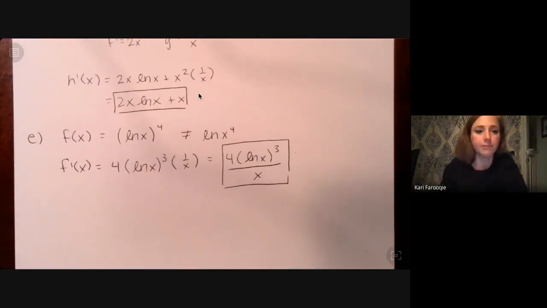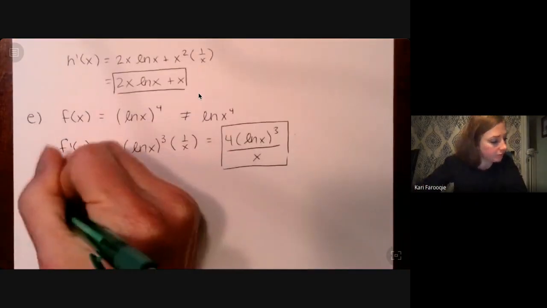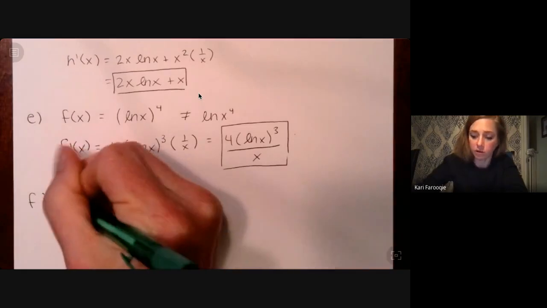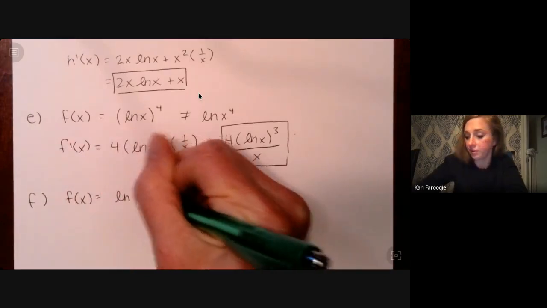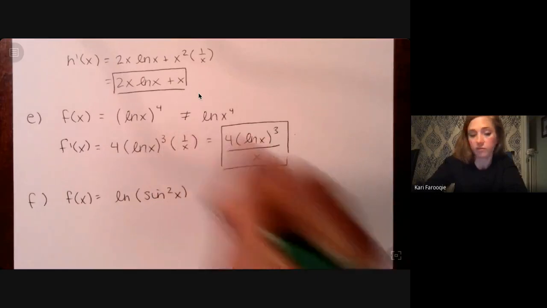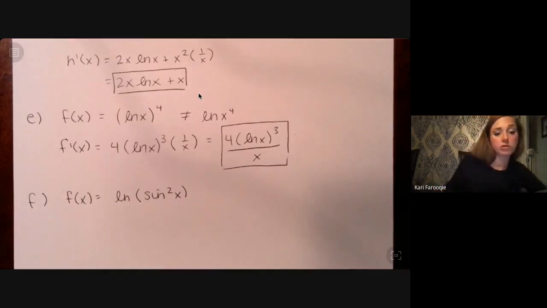So there's that. F. So this one is f of x equals the natural log of the sine of x squared. Now, notice the way that I said that. I didn't say it as sine squared x. I said the sine of x squared. That's probably the way you want to think about it when you take the derivative.